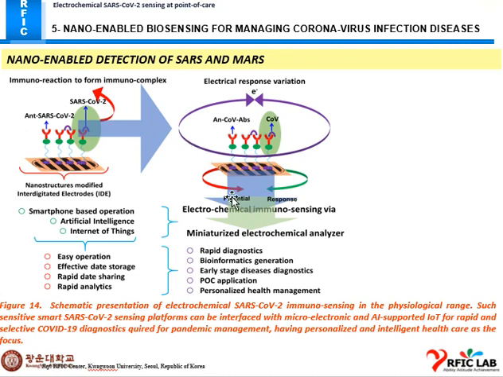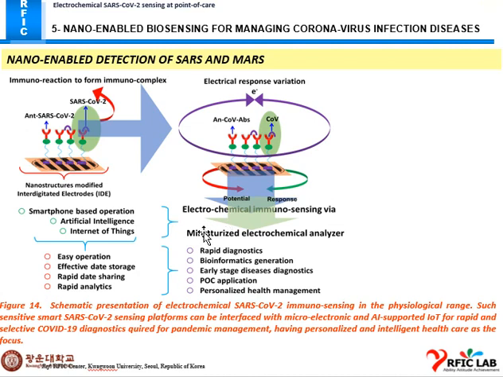Nano-enabled detection is basically a state of the art. Here we can see a nanostructure based chip, and we immobilize some antigen, antibody or other cross linkers, then immobilize the anti-SARS-2 antibody and finally our antigen. It can be performed by smartphone based operation using artificial intelligence and Internet of Things, for effective data storage, rapid data sharing and rapid analysis.